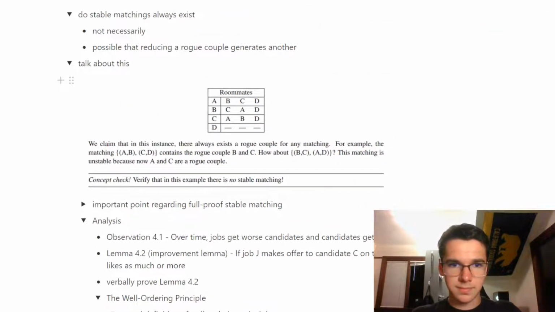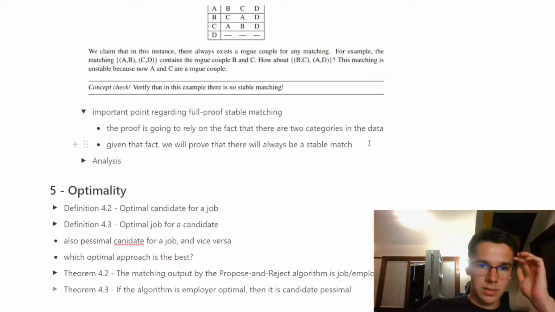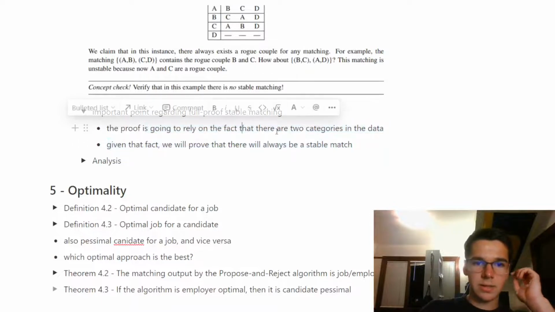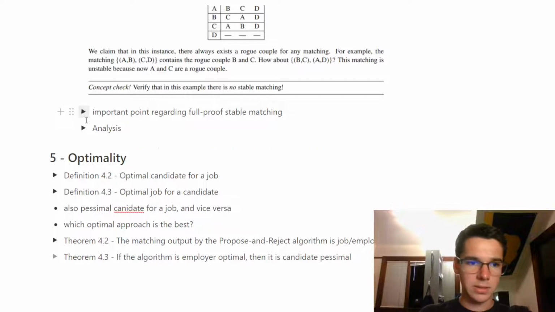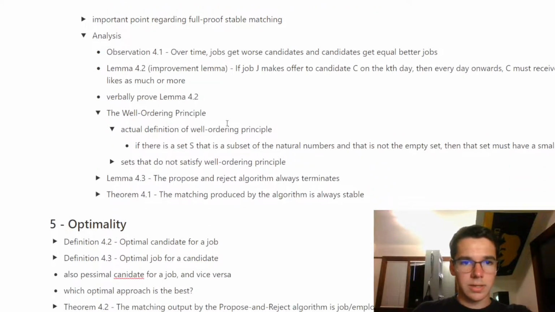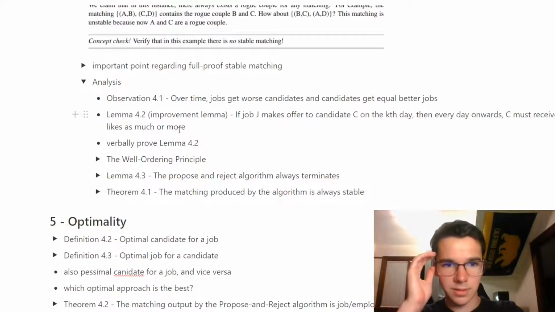Yeah. And the important part that I talked about is going to rely on the fact that there are two categories, and given that fact, we're going to prove that there will always be a stable match. So, some analysis.